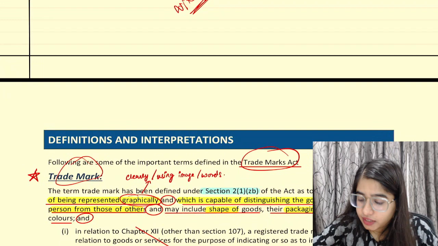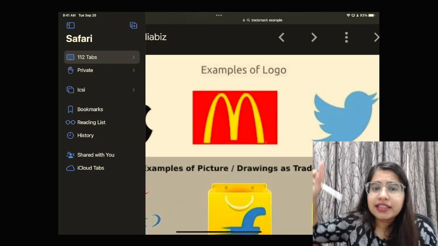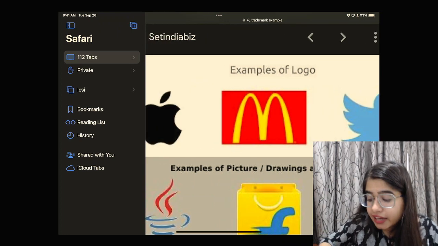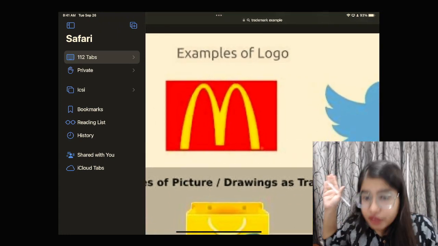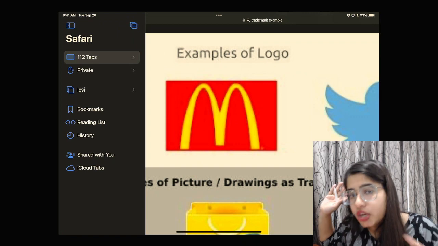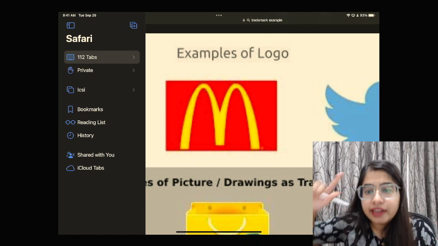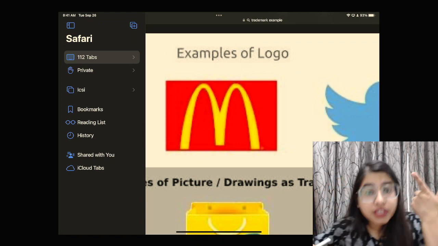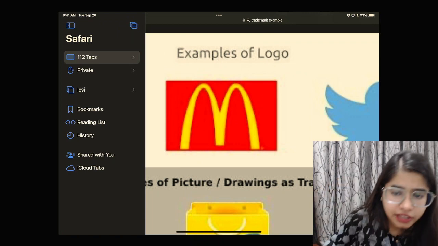Like if you are saying that this McDonald's M is your trademark, okay, show us, are they able to show it in the form of image? In the form of image they are able to show, right, by writing this letter M, that this is our brand name, this is our trademark. Have they taken the trademark of this? Yes, of course, they have taken the trademark of this.